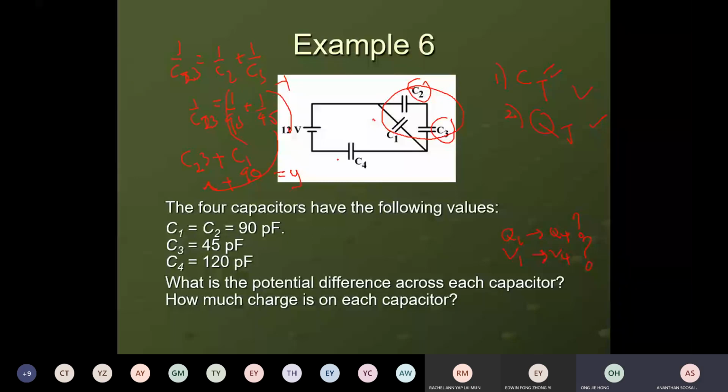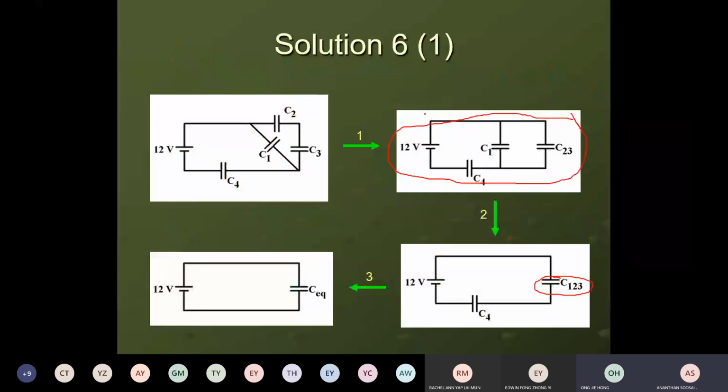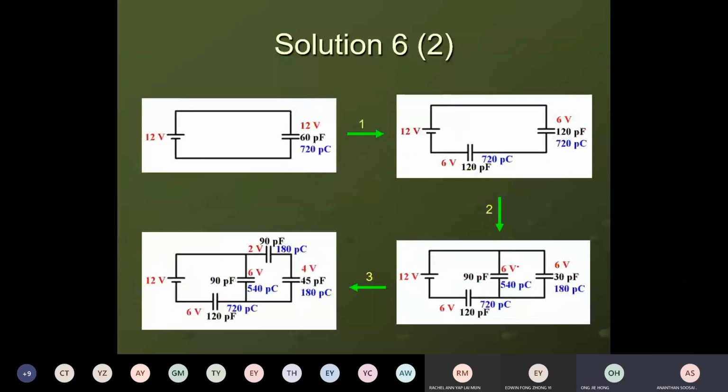Because C4 and C123 are in series. The 1, 2, 3 add up. You see the next slide. You see the 2, 3 add up, and 1, 2, 3 add up. The C123 and C4 are in series. So that's why 1 over Y. Yeah. Okay, thanks, sir.